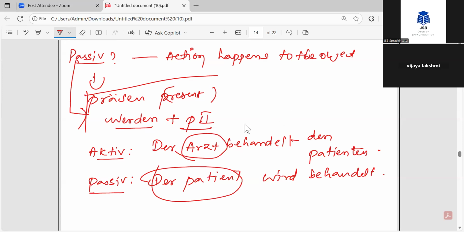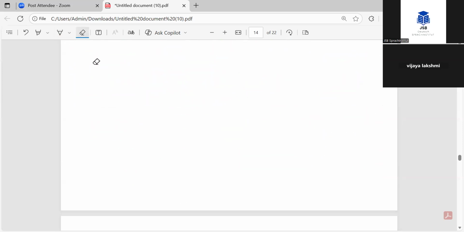Clear? Yes, ma'am. This is the present form. So the present form, I write it: werden plus participle. Clear? Present. Now I write it in the preterite form.